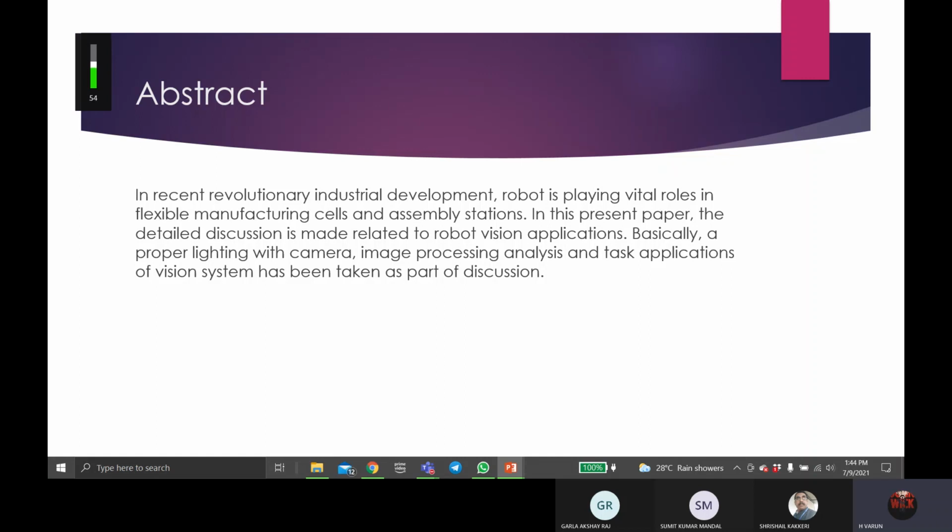That means manufacturing of automobiles, CNC machines, or any other materials in mechanical industries is majorly participating in the robotic industry. So in these robotic vision applications, we covered proper lighting with camera, image processing analysis, and task applications of the vision system, which were part of the discussion for this seminar.